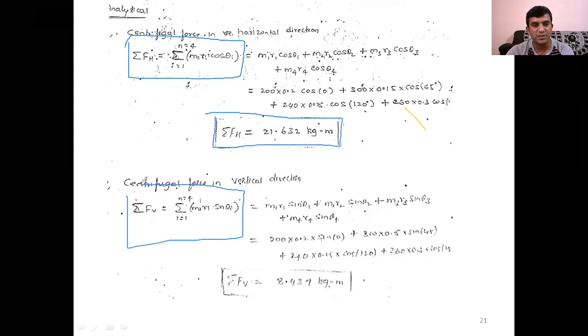Similarly, go for the centrifugal force in the vertical direction. Vector sum of all the forces acting in the vertical direction is equal to summation of mi ri sin theta i, where i varies from 1 to n. n is equal to how many masses are there? 4 masses are there. Now expand it: m1 r1 sin theta 1 plus m2 r2 sin theta 2, m3 r3 sin theta 3 plus m4 r4 sin theta 4. Now substitute the m1 r1 and sin theta 1 values, similarly up to m4 r4 sin theta 4, and calculate. Finally we get the vector sum of all the forces acting in the vertical direction as 8.439 kg meter.